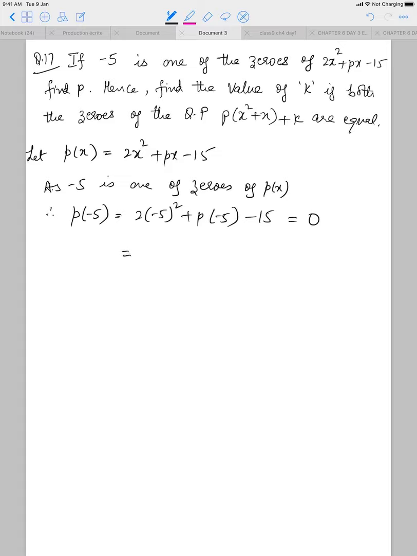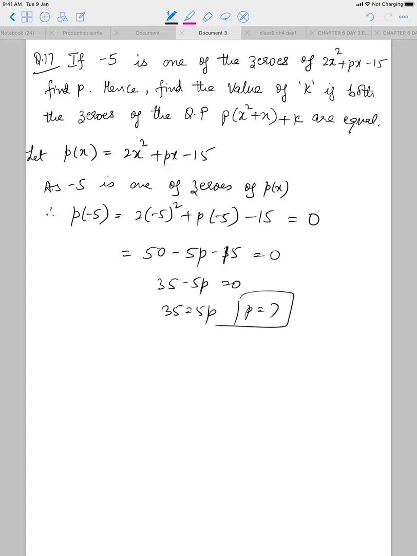So, what do I get here? This is 50 minus 5p minus 35 minus 15 is equal to 0. So, 50 minus 15 will be 35, minus 5p is equal to 0, or 35 is equal to 5p, and hence p is equal to 7.